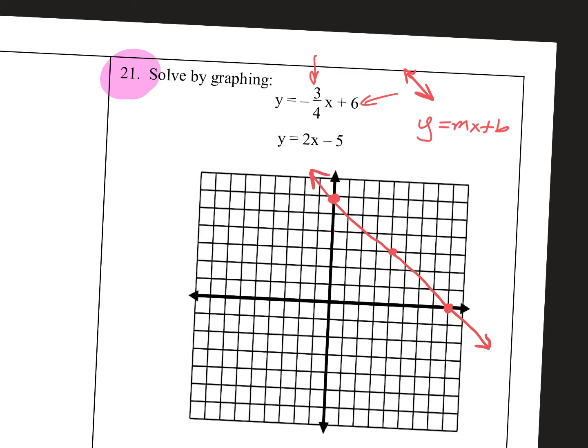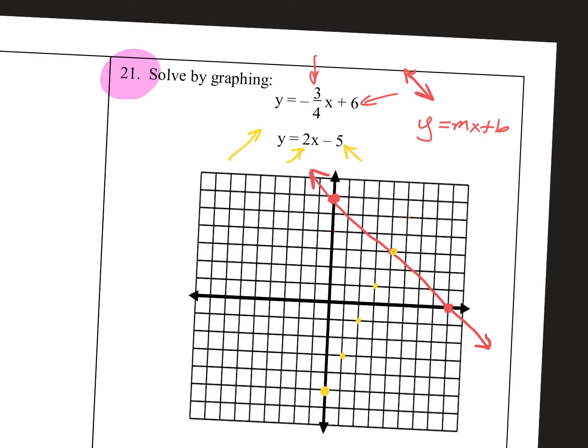Now I'm going to switch colors. What's my slope here? Positive 2 over 1, good. And what's my y-intercept? Negative 5. What kind of a line is this? Positive, so it's going to be going upwards. So I go down to negative 5. 1, 2, 3, 5. And I go up 2 over 1. Up 2 over 1, up 2 over 1, up 2 over 1.